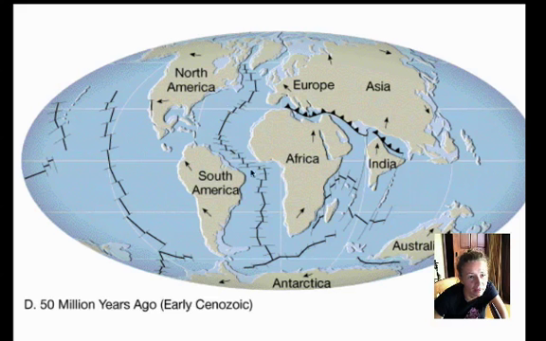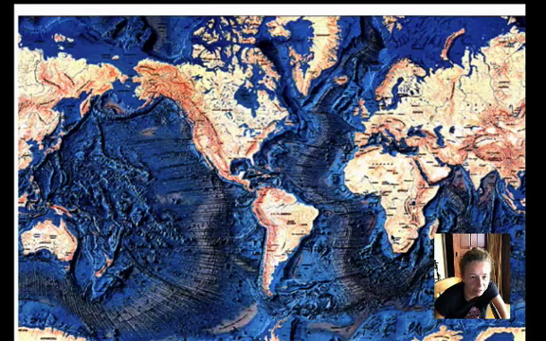Okay, and here you have what the Atlantic must have looked like about 50 million years ago, and it's still spreading today. And here's where the East Pacific Rise was about 50 million years ago. And you see the North American plate and South American plate have been moving this way for the last 50 million years. And you can see India moving this way for the last 50 million years.